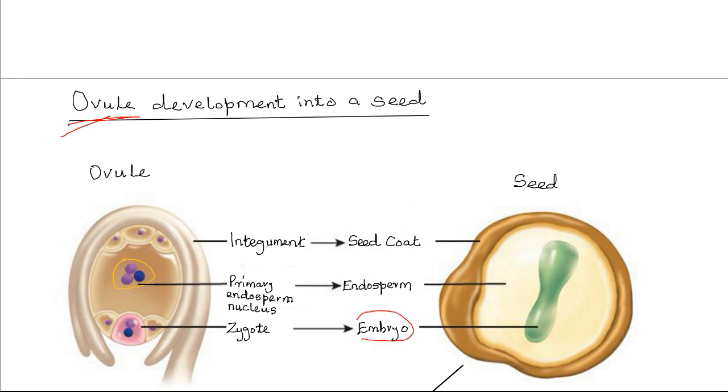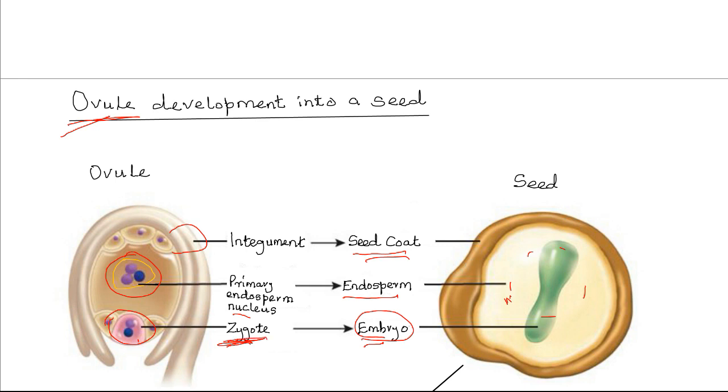that is the embryo. Now after fertilization, you have the zygote. This is the zygote that has formed. After fertilization, it develops into the embryo. Remember, in flowering plants, there is double fertilization. The first one forms the primary endosperm nucleus, the other one forms the zygote. The primary endosperm nucleus develops into the endosperm, which is a storage structure within the seed. The integuments that form the wall of the ovule become the seed coat.